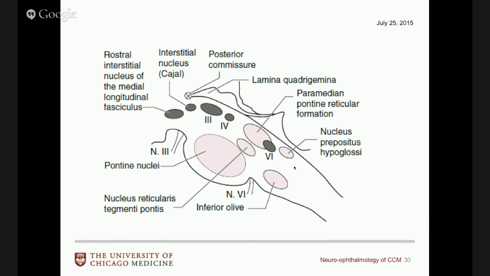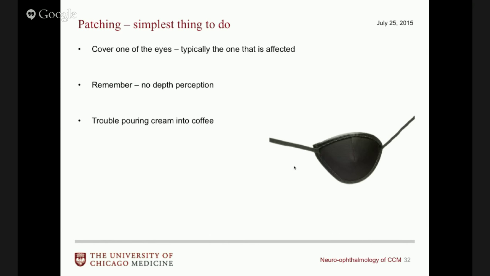So what do you do? The first thing you do, most people will do it on their own. They patch. If they close the eye, the double vision's gone. They can walk safely or grab something. And typically you cover the eye that's affected.